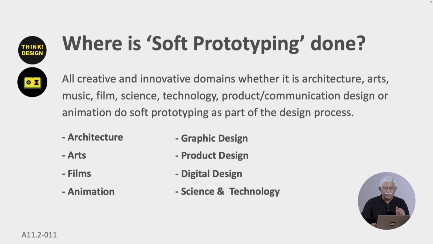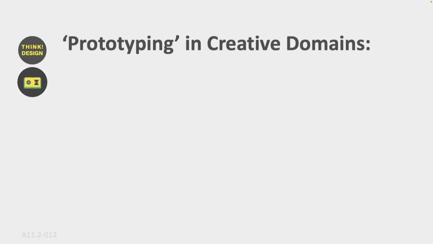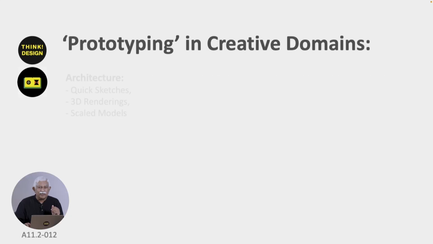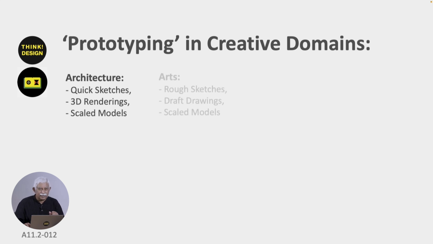Okay, so that's the interesting part of it. Okay, so let's look at how it is done in creative fields. In architecture, you make sketches, drawings, and then you do 3D renderings, and then you make scale models out of maybe paper or plastic or wood.